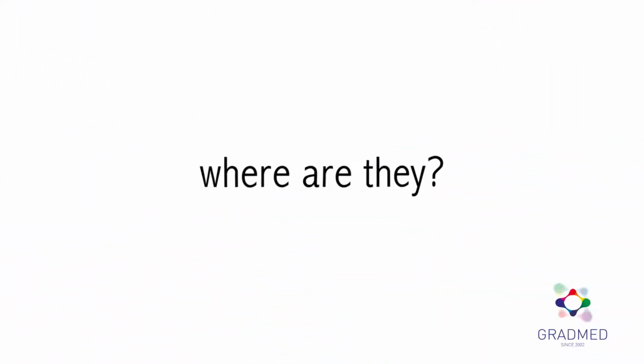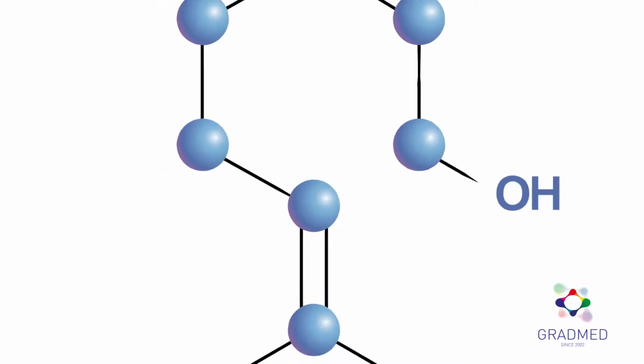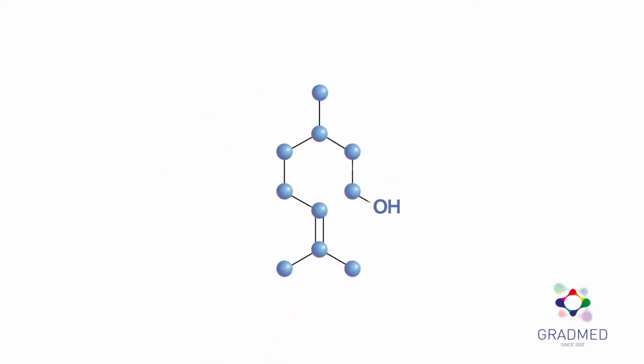So, where are they? The convention in organic chemistry is to draw what we call the skeletal structure of the molecule, and this is what we're showing here. We show all of the bonds that are present except the carbon-hydrogen bonds. The reason for this is simple. It makes the structure much clearer and the diagram far less cluttered.